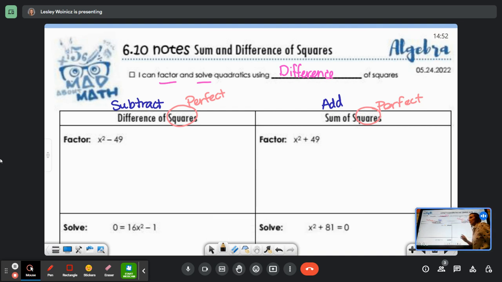So what I want to do first is show you why. We're going to learn a little trick for factoring.